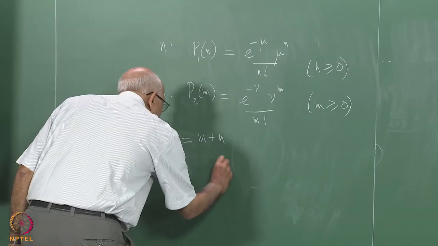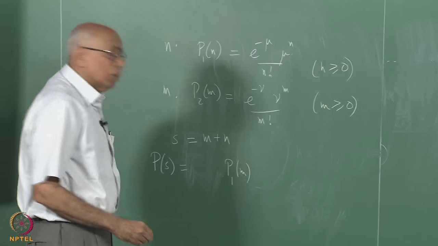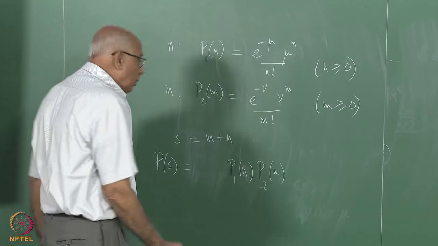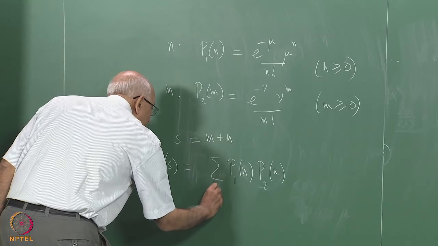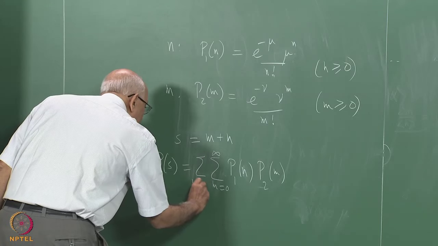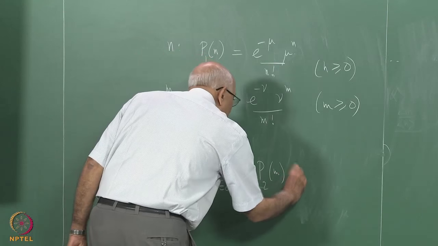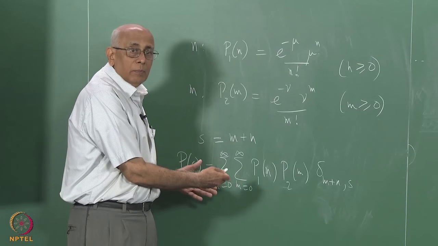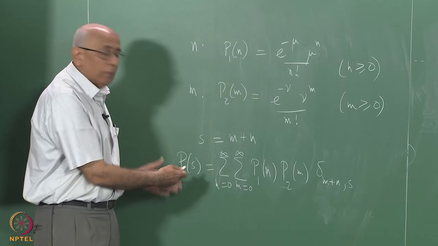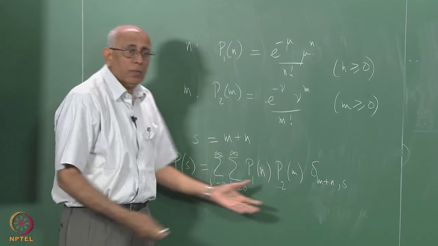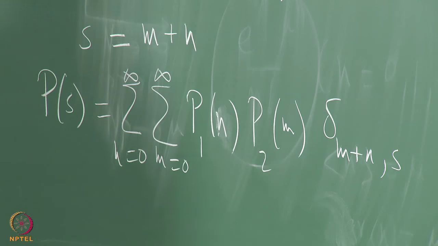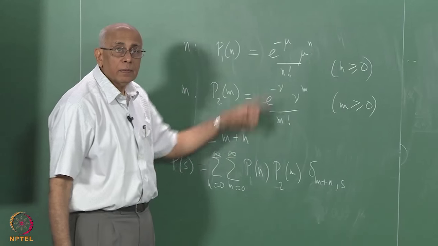So what you have to do is to say, let's suppose the first variable, the n has a distribution P1 and then a P2 of m, and you sum over all possible values, summation n equal to 0 to infinity, subject to the constraint that m plus n is equal to S. And that should by definition give you the probability distribution of S. Remember that m and n are dummy indices here, they are summed over, so the answer is a function of S. And it fires only when m plus n is equal to S for any given value of S. So that's the definition.